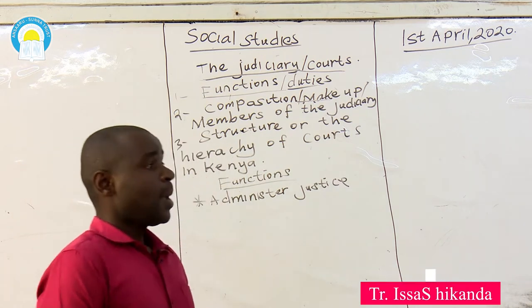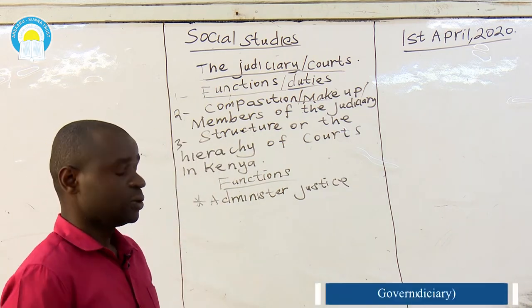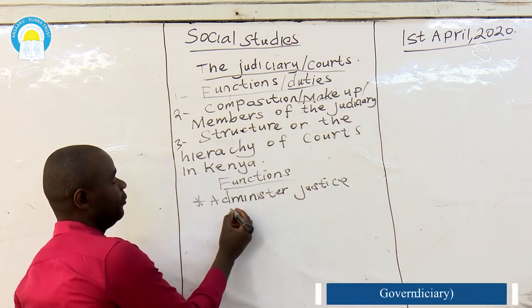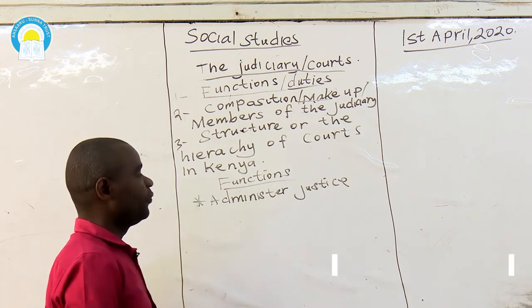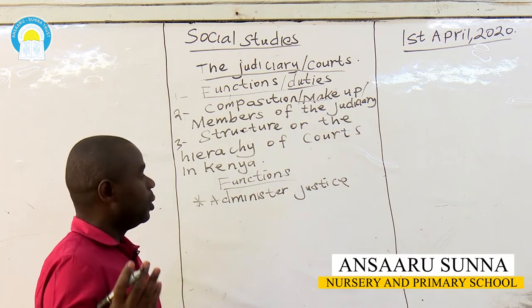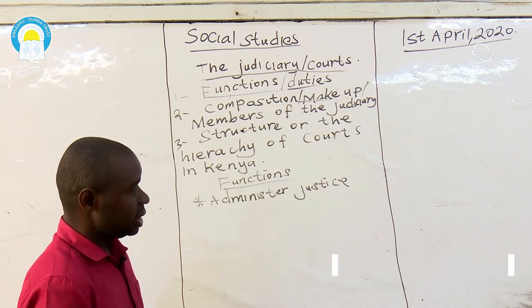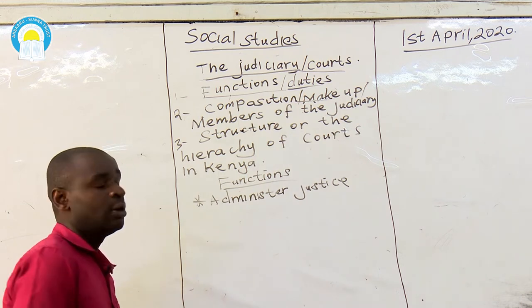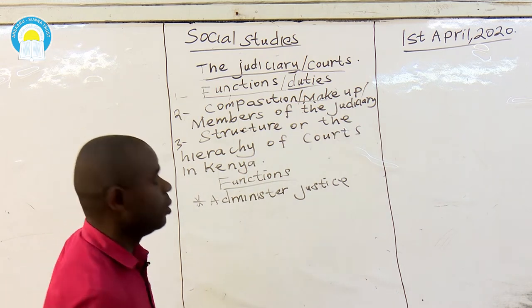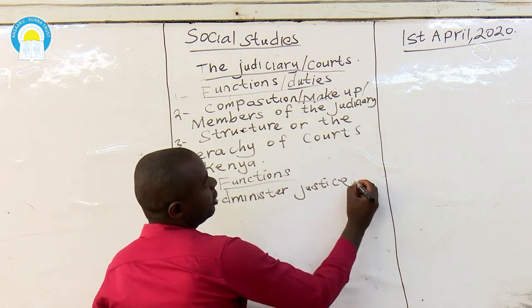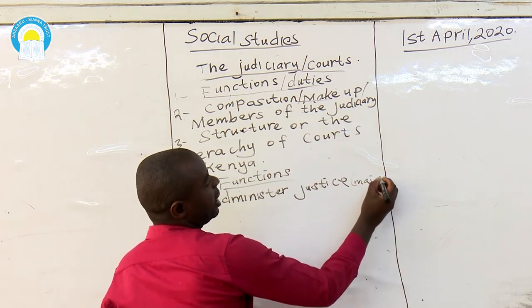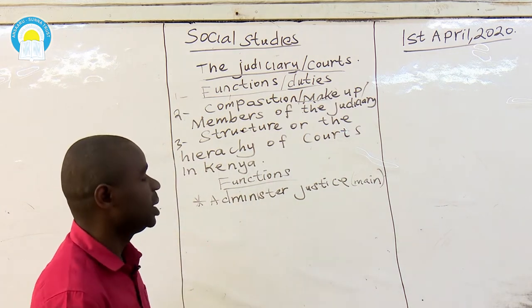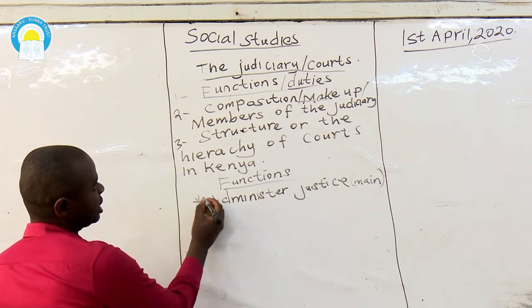Remember, in the Constitution of Kenya, each and every one of us is innocent before law, unless the court of law decides. So everybody is innocent until proved guilty in a court of law. So number one, this is the main, in fact, for my candidates, in brackets, you can write main. This is the key, or rather the main function of the judiciary. If you wish, you can also place a star.